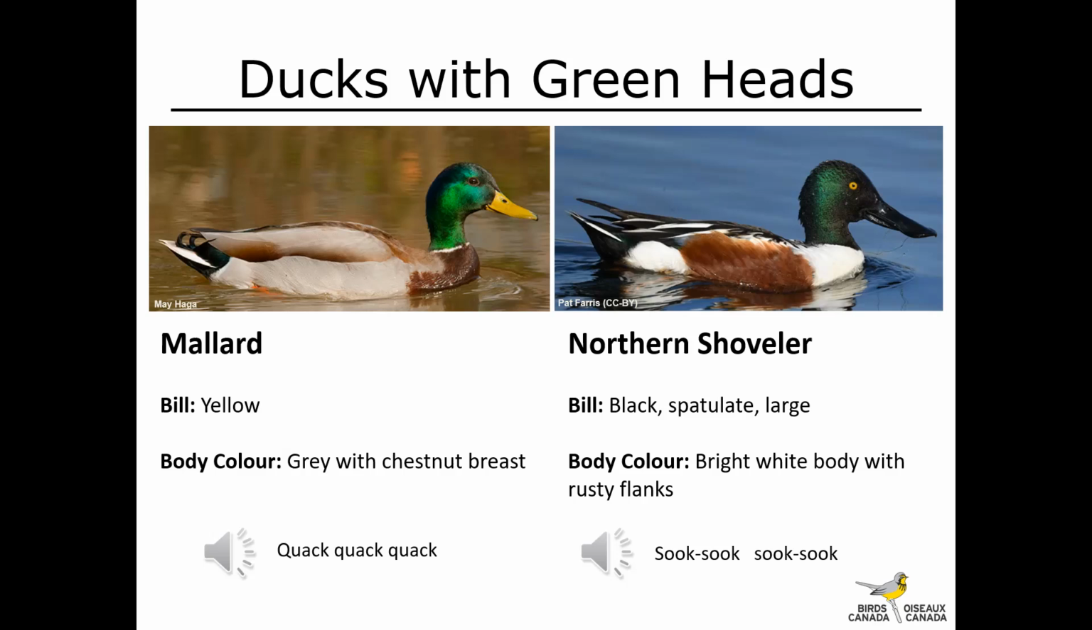The body color for the mallard, gray with a chestnut breast. There isn't a ton of white that really stands out. There is a little bit of a white collar, but the northern shoveler, that bright white body with the rusty flank really, really stands out, especially at a distance. And we'll review those calls again.